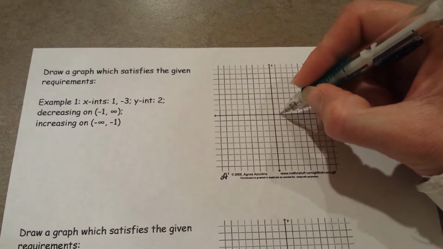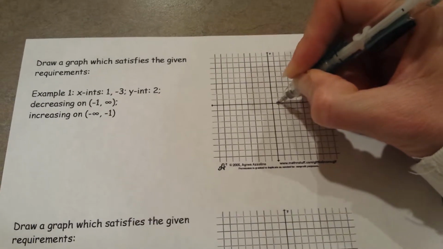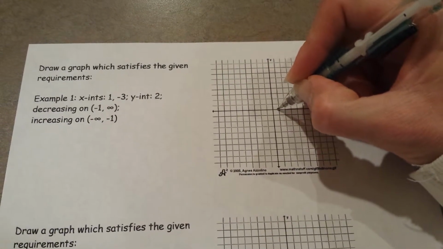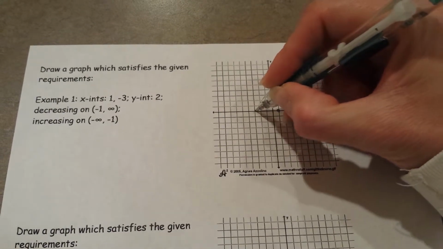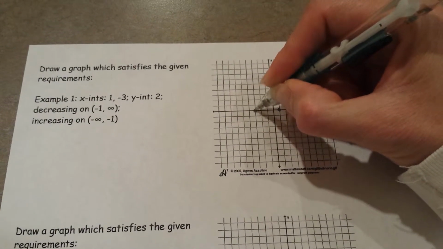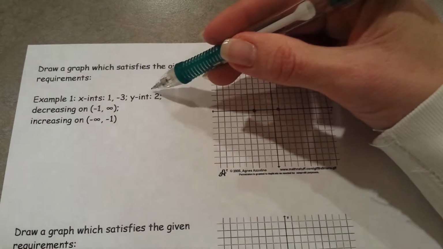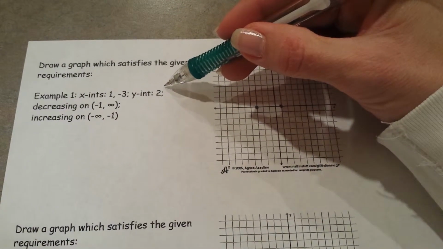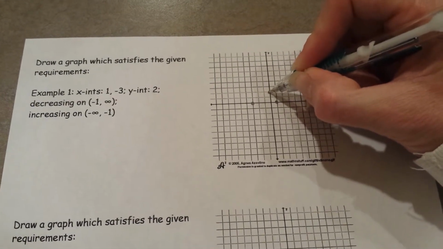So first of all, let's go and put those points on our x-axis, because we know the graph has to cross at +1 and -3. So let's go -1, -2, -3. And I'm going to put a dot there because I know the graph has to cross at those 2 points. It also tells me that my y-intercept is +2. So let's go to our y-axis and go up 2 and put a dot.